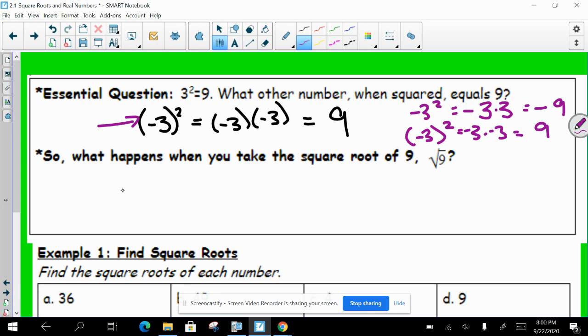Therefore, when we take the square root of 9, doing it the opposite way, we actually can get 2 different answers. We can get +3 and -3. Since 3 squared is 9 and -3 squared is 9, then the inverse of that, the square root, could be positive or negative 3. So it's like, what could be the answer if we did it the opposite way? So you're probably familiar with this symbol here, plus or minus 3. So that's what we would use.